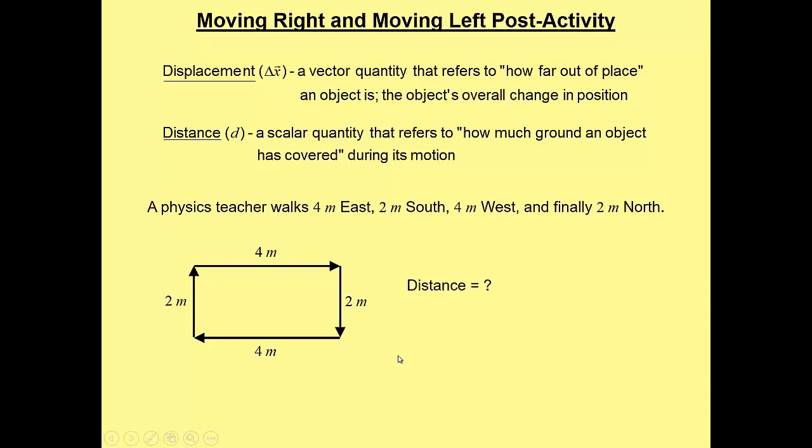So what distance did I walk? I walked 4 meters, then 2 meters, then 4 meters, then 2 meters. So how much ground did I cover? 12 meters. Right? That's how far I walked. 4 plus 2 plus 4 plus 2 meters. But what was my displacement? My change in position, right, over this entire trip.